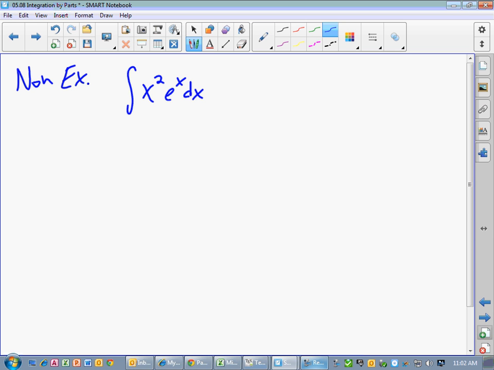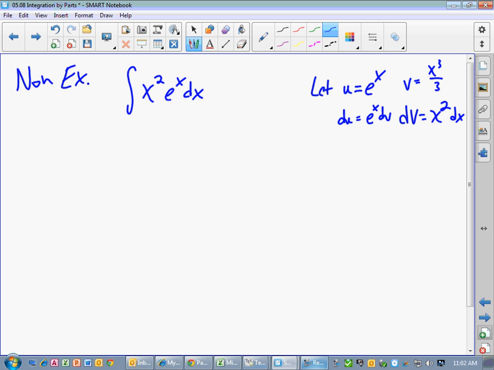And this time I'm going to say, you know what, let's let u equal e to the x and dv equal x squared dx. In other words, I'm going to do it the other way. So what is du? Okay, e to the x dx. And what is v? In other words, it's the function x cubed over 3.